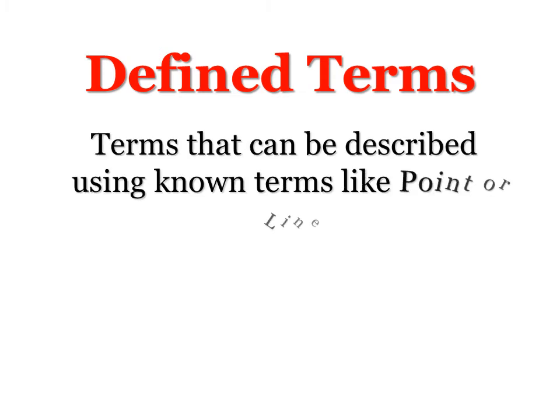So this time, we will also take defined terms. We are done on undefined terms. What are the undefined terms again? We have point, line, plane. So this time, we will also take defined terms. What are defined terms? Defined terms are terms that can be described using known terms like point or line. So may we recall what line is and how to name a line?